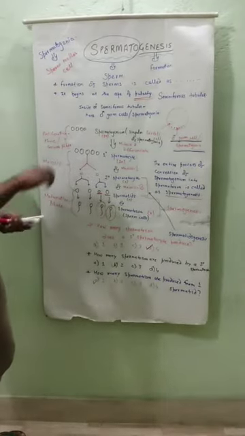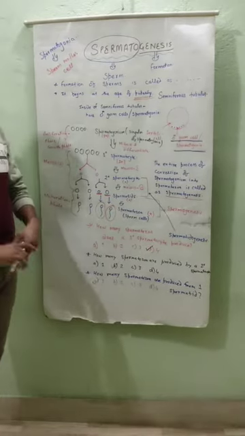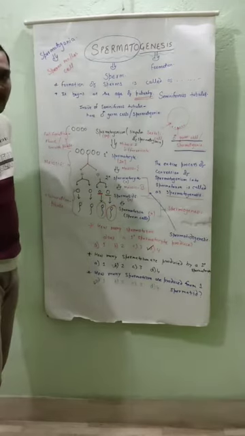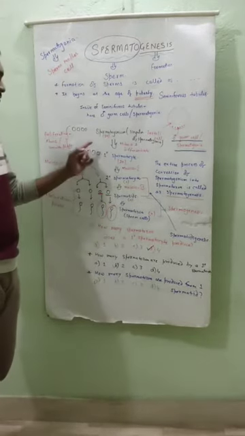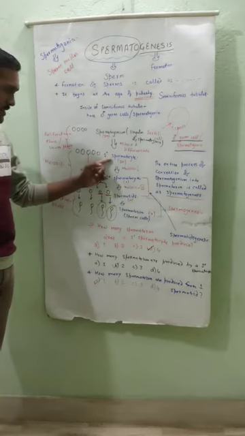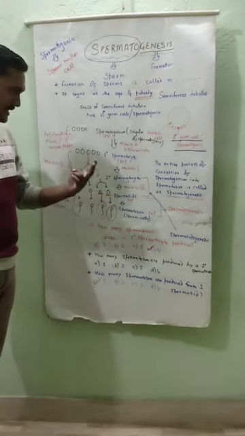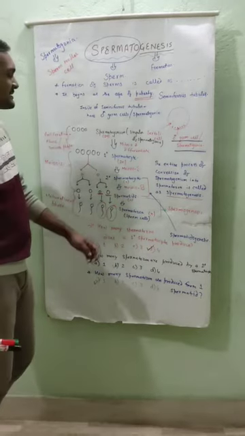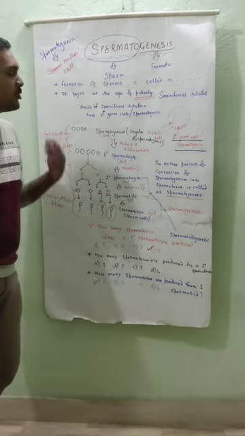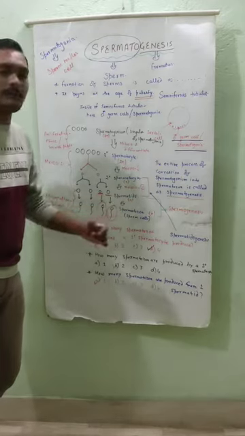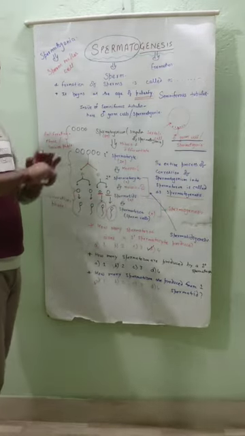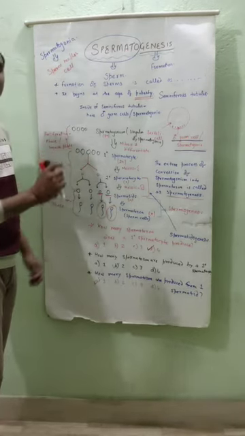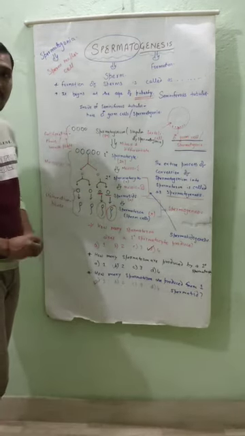See, in this very simple concept, how many types of questions can arise? First, how many spermatozoa are produced from primary spermatocyte? Second, how many spermatozoa are produced from one secondary spermatocyte? Third, how many spermatozoa are produced from spermatids? So, these are the possible questions from this topic.